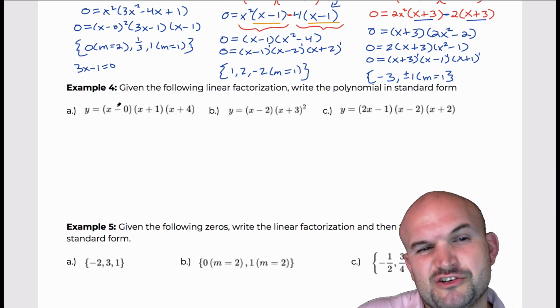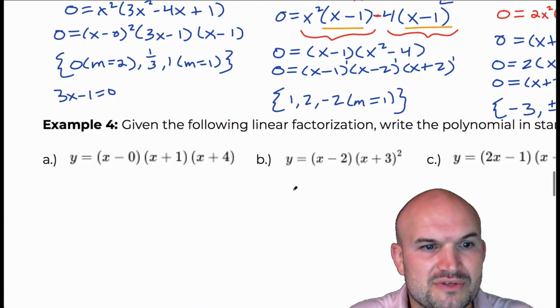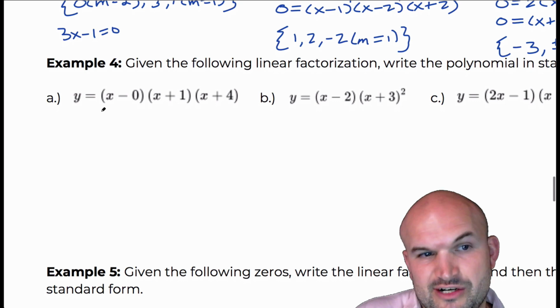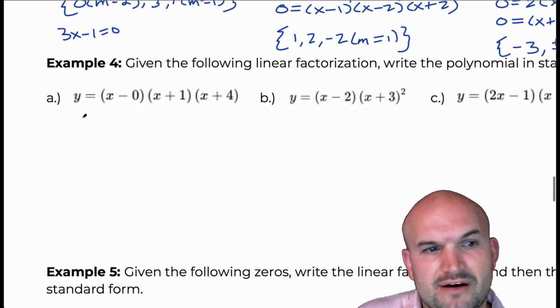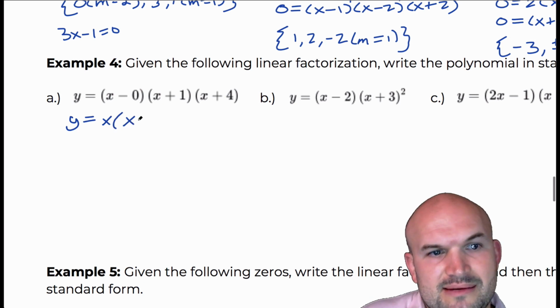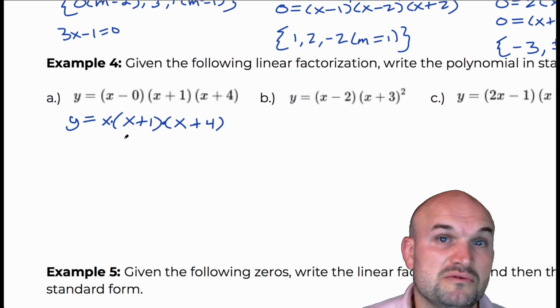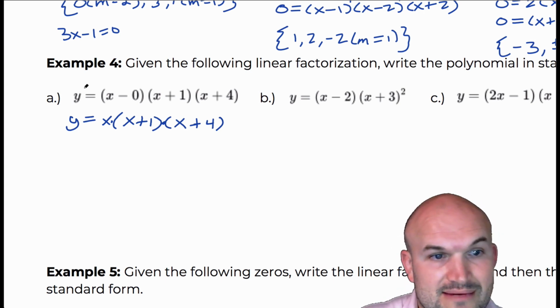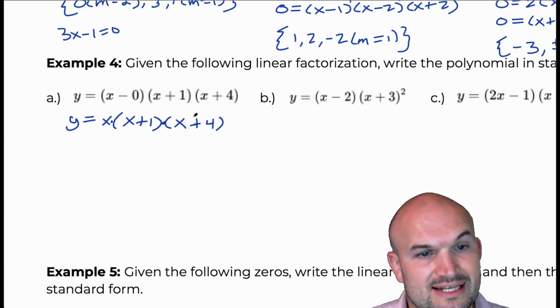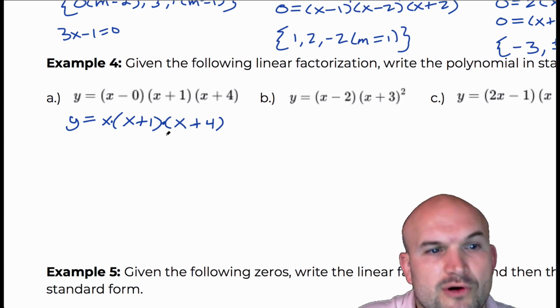Now, this first one, you're not usually going to see this as x minus 0, but I just wanted to represent that, because that's one way that we talked about 0 being a zero of the polynomial. But more often than not, you're just going to see this represented as x times x plus 1 times x plus 4. Now, it's important that we have a product of 3 factors here. And it really doesn't matter which way you want to move. If you want to multiply x times x plus 1 first, and then multiply that times x plus 4, perfectly fine. Or if you want to multiply these two first, perfectly fine.